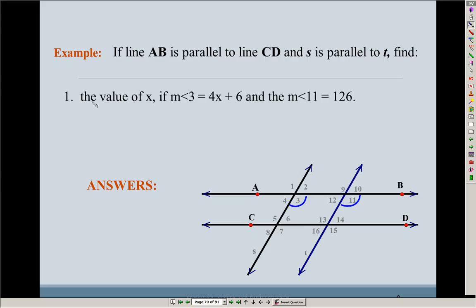Either way, they're congruent, so their measures are equal. So the measure of angle 3, which is 4x plus 6, equals the measure of angle 11, which is 126. And I can solve for x. Subtract 6, 4x equals 120, and divide by 4, so x is 30. And x is what I was looking for. So when you have parallel lines cut by a transversal, and here I have two sets of parallel lines, all 16 angles work together. Acutes are equal, obtuses are equal, and one of each adds up to 180.